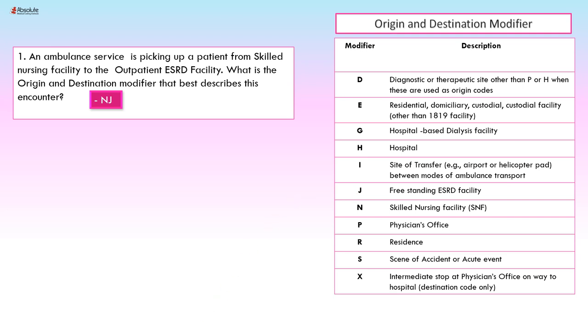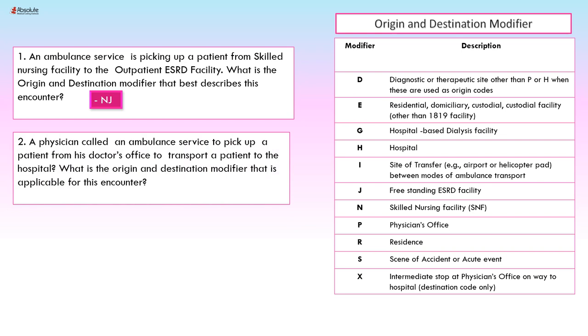Okay, you want to try another one? Okay, so let's do it. We have a physician called an ambulance service to pick up a patient from his doctor's office to transport the patient to the hospital. What is the origin and destination modifier that is applicable for this encounter? Okay, coders, you know what to do. Tell me in the chat what would be the appropriate modifier for this encounter.